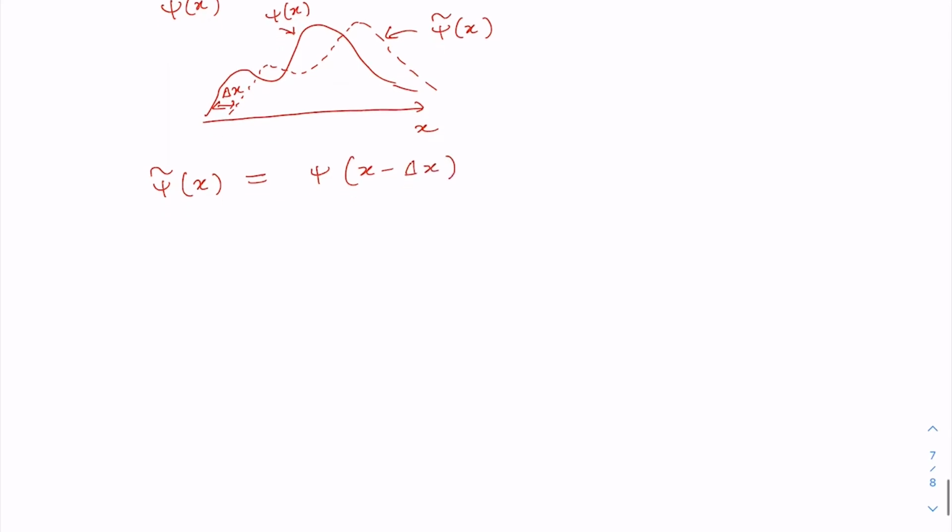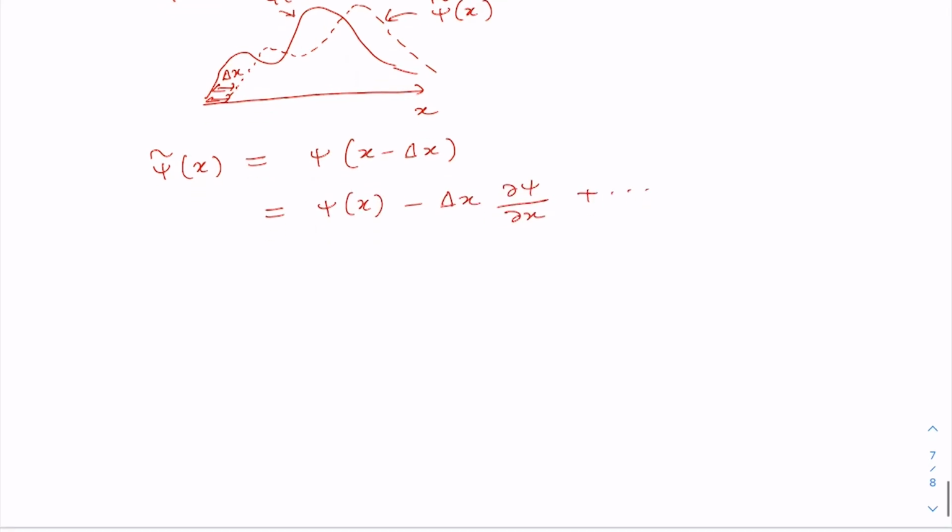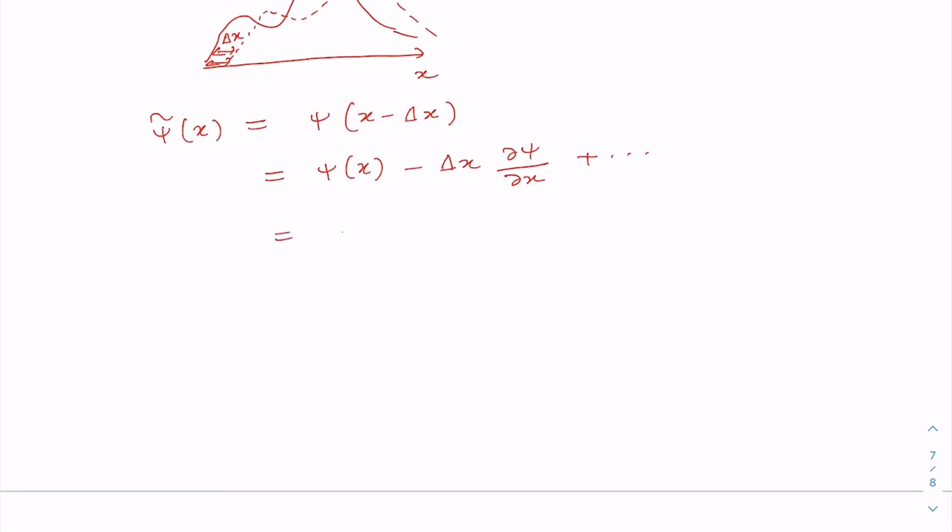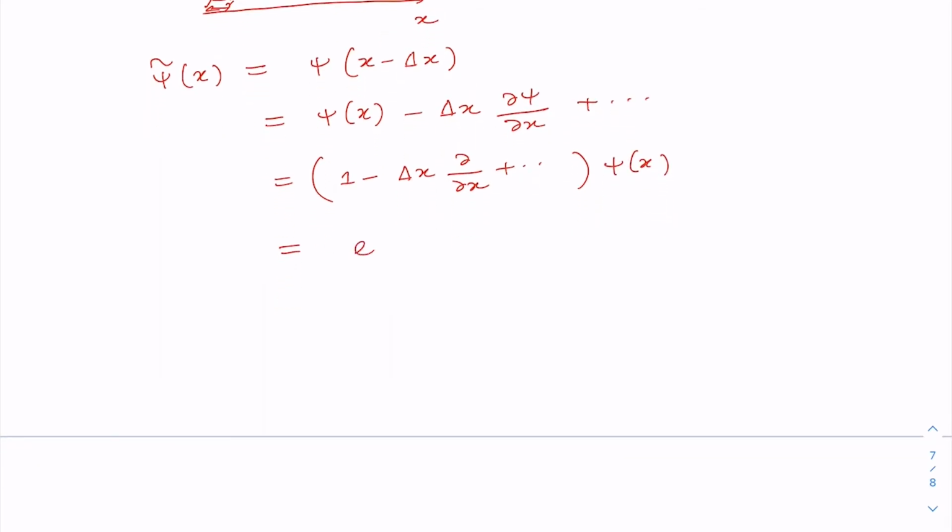Now if this displacement delta x is very small, then I can expand it into a Taylor series, and the Taylor series expansion of this is going to give me psi of x minus delta x times d psi by dx, and you will get all other terms. This I can also write as 1 minus delta x d by dx plus the higher terms acting on psi of x, or I can write it in an exponential form, that would be e to the power minus delta x d by dx acting on psi of x.